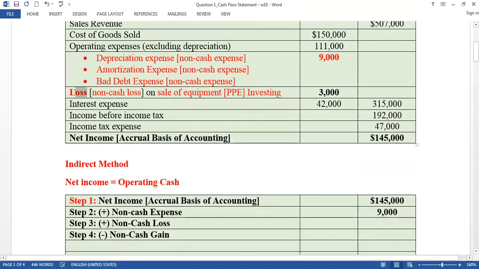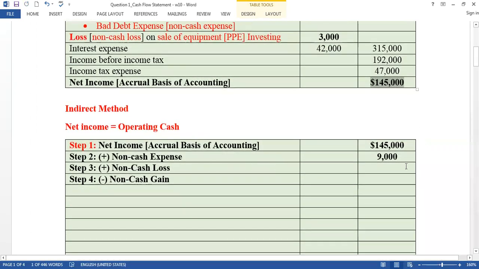So you record the loss here. Your net income decreases, but cash does not change. Why? Because this is not a loss related with cash, it is investing activities, not operating. So we are going to add back the loss, $3,000. So these two accounts, non-cash expense and non-cash loss, we add back. Why do we add back? Because cash does not decrease, so we add back this money.